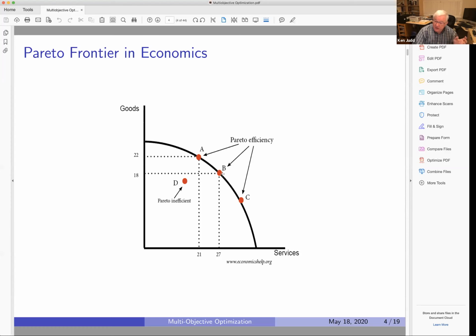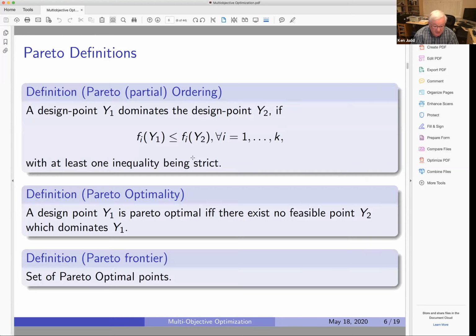Now, what choice you make depends on other considerations. For example, if this is your production possibilities frontier and then we had an indifference curve, well, then we would choose a point where there's a tangency between the two. So this basically tells someone what the set of efficient points is. And in order to choose one, you have to bring in more information. You have to elaborate more on the objective.